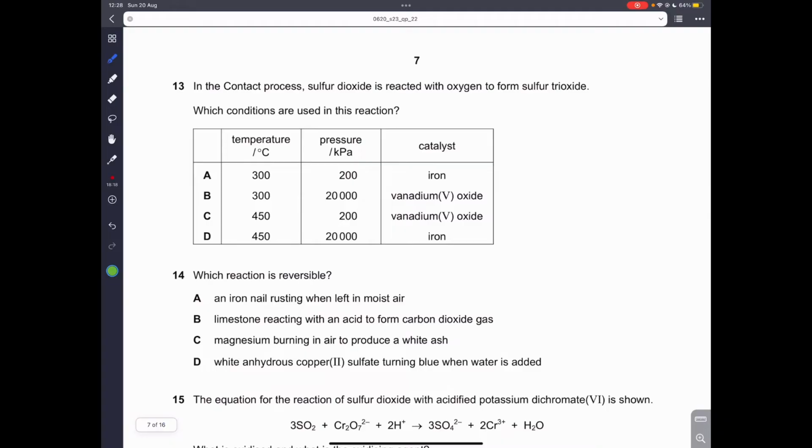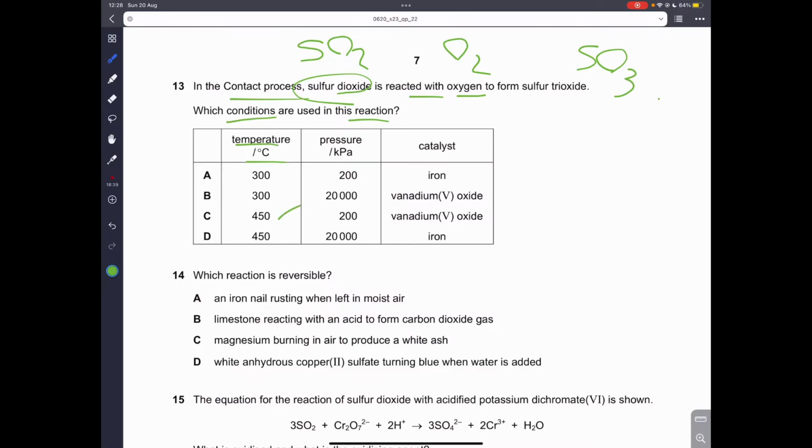Question number 13. In the contact process, sulfur dioxide, SO2, is reacted with oxygen to produce sulfur trioxide. Which conditions are used in this reaction? Always remember your reaction conditions. They are really important, especially in the organic parts, the Haber process and the contact process.